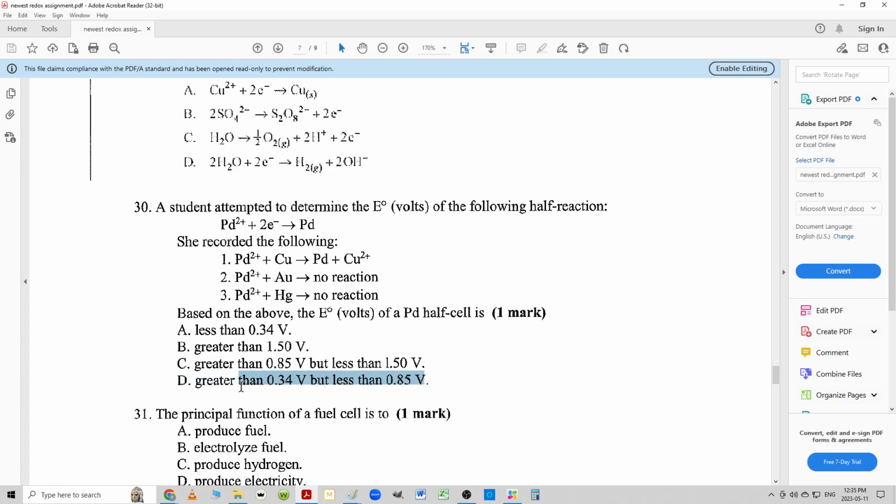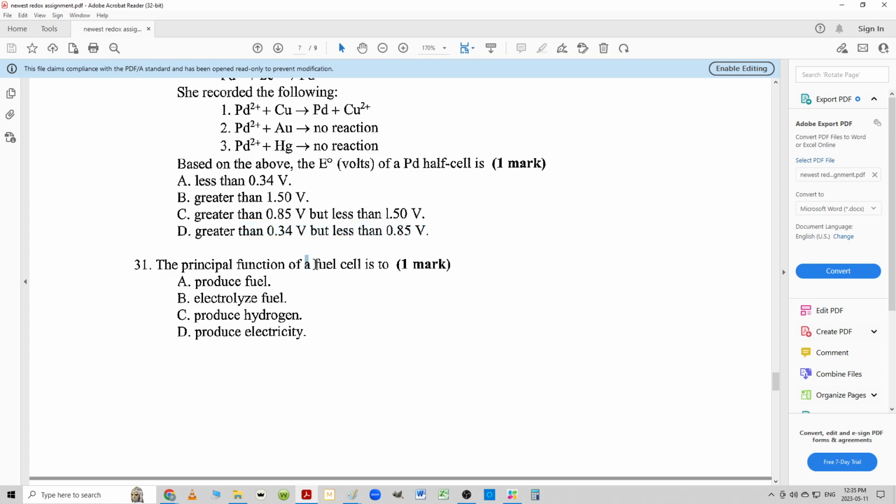Just more analysis of it, just spend more time on it. The principal function of a fuel cell is to produce fuel, electrolyze fuel, produce hydrogen, produce electricity. Almost every electrochemical process is converting chemical energy to electricity.